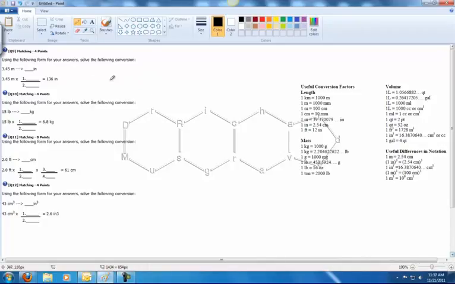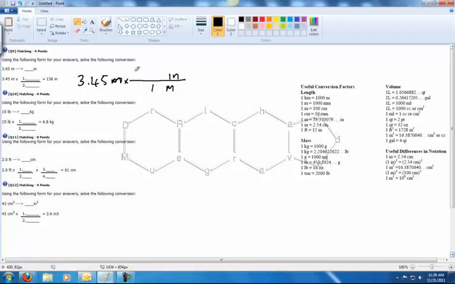And more conversion problems. Next one, going from 3.45 meters to inches. So we start out with 3.45 meters, and we put times and then a line. Meters goes on the bottom so the meters can cancel. And we need inches. So we're looking now for a relationship where we've got meters and inches. There we go. 1 meter is that many inches.